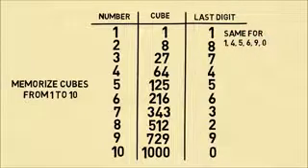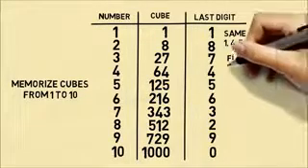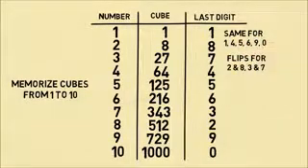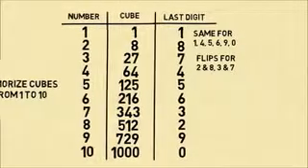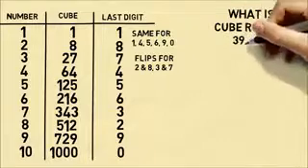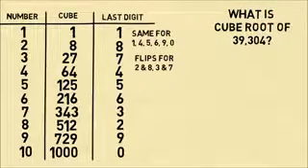An easy way to remember this is that for the numbers 1, 4, 5, 6, 9, and 0, the last digit is the same as the number. And for the numbers 2 and 8, and 3 and 7, the last digit flips. So the last digit for 2 is 8 and the last digit for 3 is 7, and vice versa. So let's do the trick.